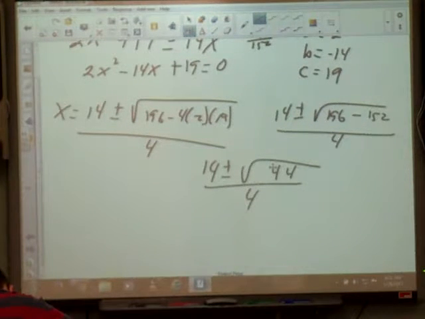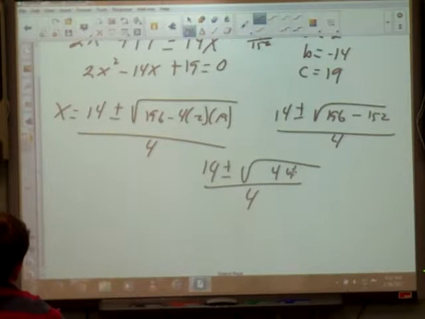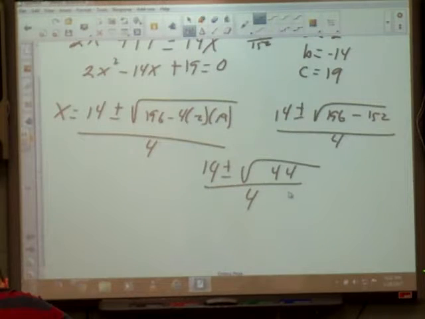Alright, so on the previous two that we had, when we got there, we had a perfect square. 44 is not a perfect square. I know 6 squared is 36 and 7 squared is 49, so I skip 44. So I got to find the biggest perfect square that'll go into 44 and break that down.